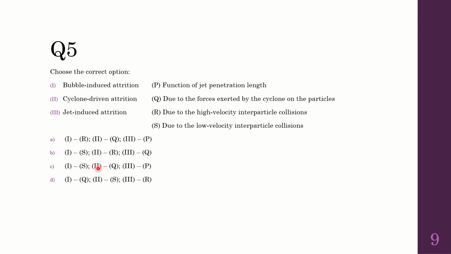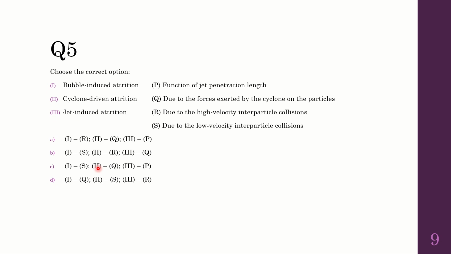So the bubble induced attrition is because of the low velocity interparticle collisions. And cyclone driven attrition is because of the cyclones, due to the force exerted by the cyclone on the particles. And we have jet induced attrition, which is because of the gas distribution from the jet penetration length. This one affects the number of nozzle holes, nozzle diameter, Q, V, volume, rho G, everything it is affecting.